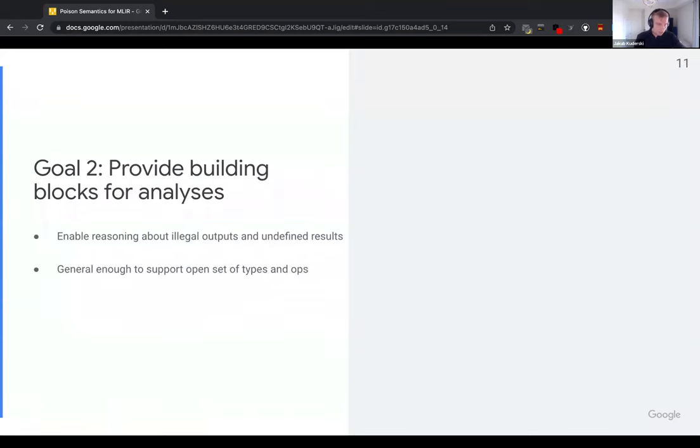The second thing is that once we have that in place and we define what happens in those cases, we should be able to also reason about it in the compiler, perform optimizations, transformations. And because this is MLIR, I think in general this should be pluggable so that this is not only restricted to the builtin types. Whatever mechanisms we come up with should generalize to custom types, custom ops.